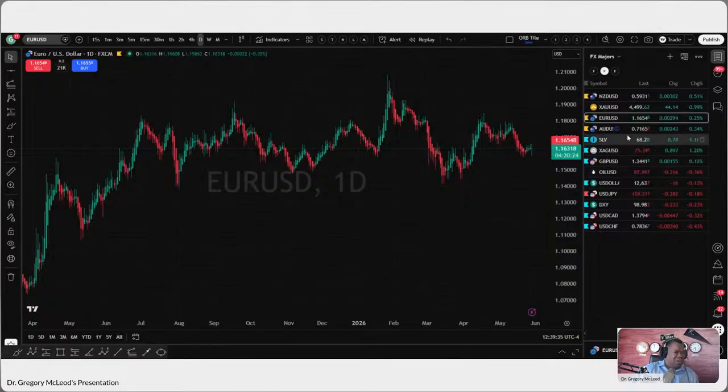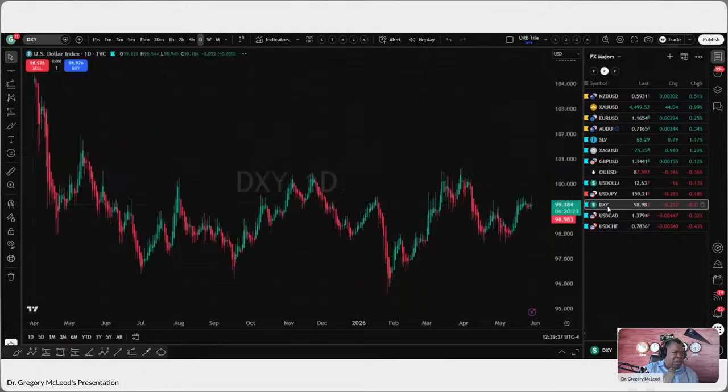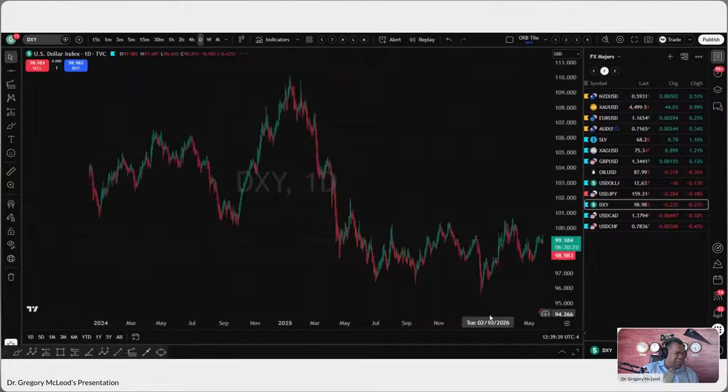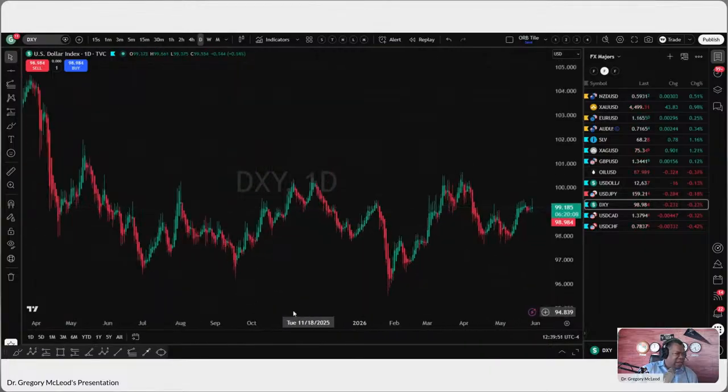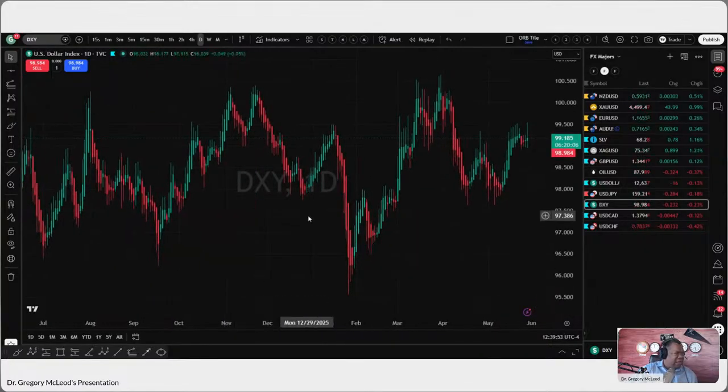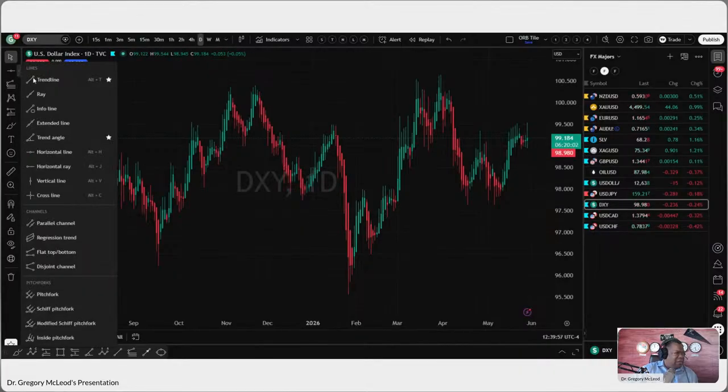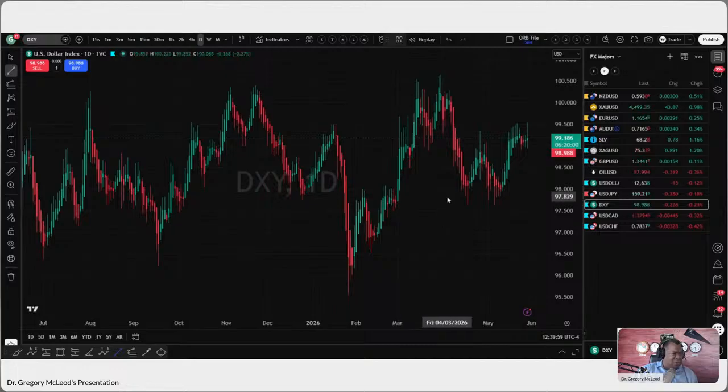We're gonna start with the US dollar index, the dollar index, right? And there we go. We have the US dollar index. Let's get to it, right? We're going to start off with the dollar index. The dollar index is the basket of currencies versus the US dollar.